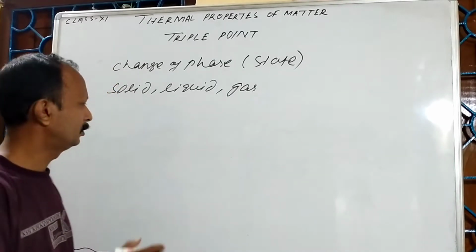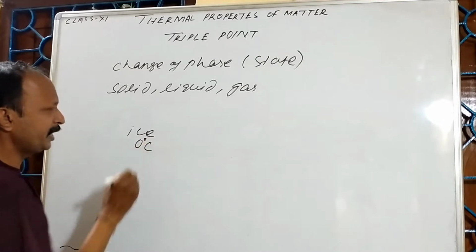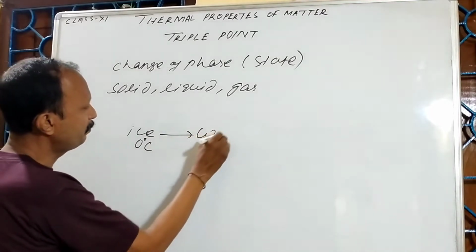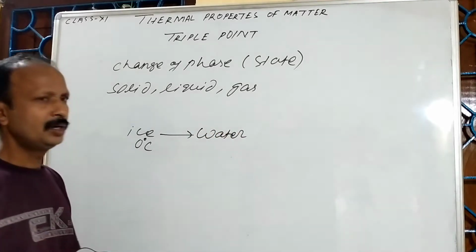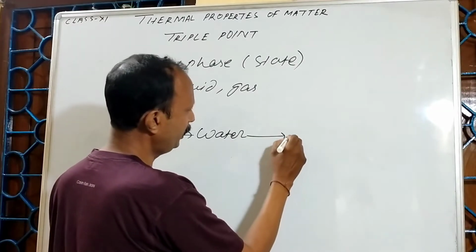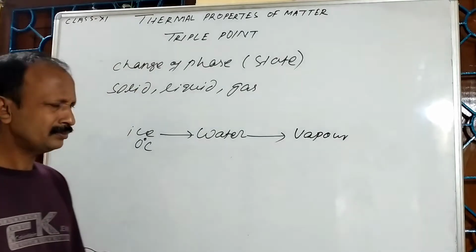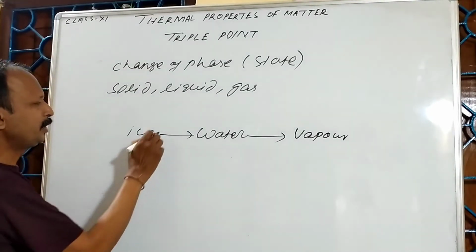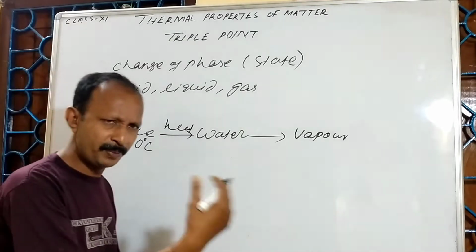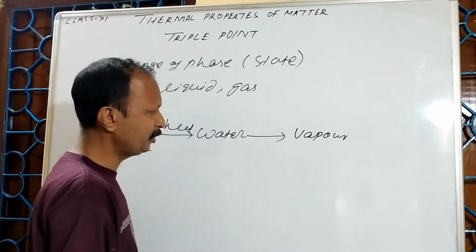For example, ice is there. Its temperature is 0 degree centigrade. You supplied heat. It became water. Again you supplied heat. It became water vapor. So, due to heat, ice became water. When you supply more heat, one stage comes when water converts into vapor.